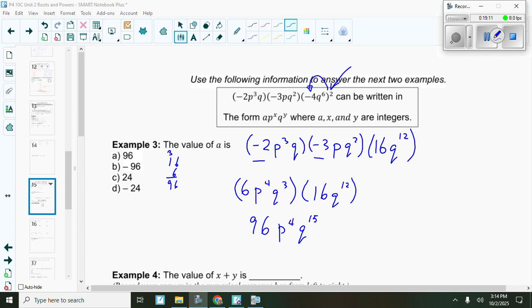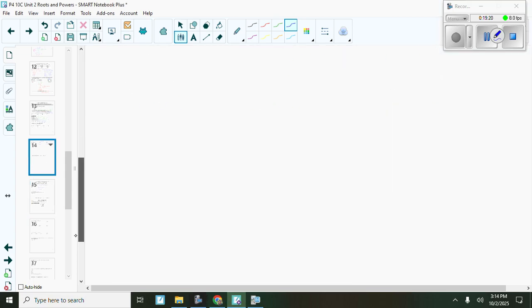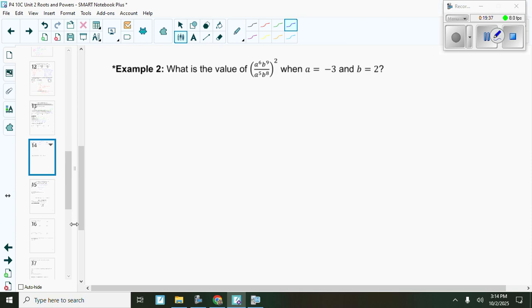Hey guys, take a look at example 2. This will be our last one. Example 2 wants you to do some substitution. So before you substitute, I want you to simplify this expression. Give me all the exponent laws that you can. We're doing power of power. I want you to simplify the expression first.